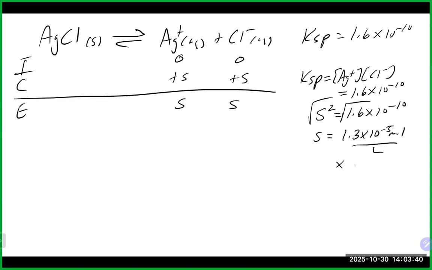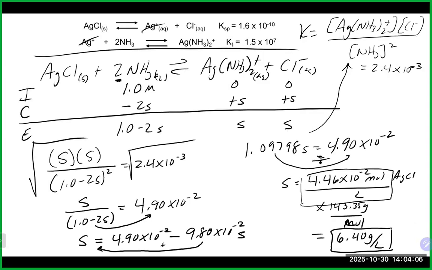Timesing that by our 143.35 grams per mole, that gave us 0.002 grams per liter as our solubility of silver chloride in water. Which one is it more soluble in? It is definitely way more soluble in the complex ion, right?